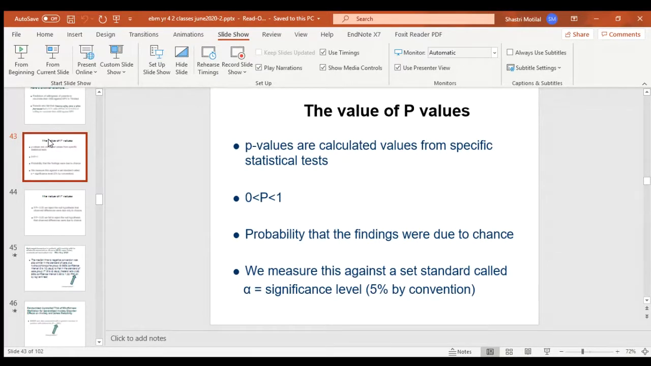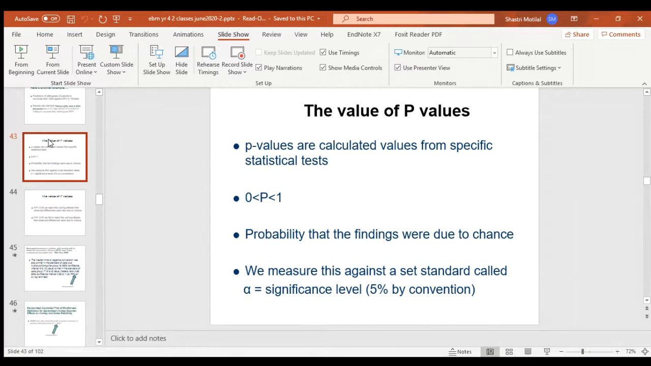And if there's a 90% probability that the findings we got were due to chance, you would say, well, I don't really care what you find, this treatment doesn't really make a difference. I'm not going to give my patients a treatment that produced findings where there's a 90% probability that they were due to chance. So that in a nutshell really is what a p-value is.